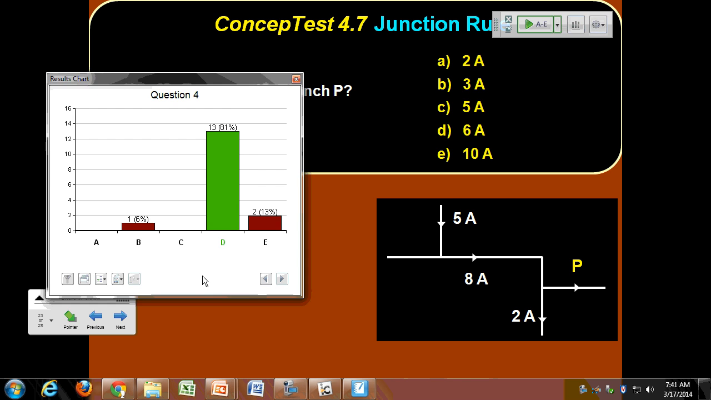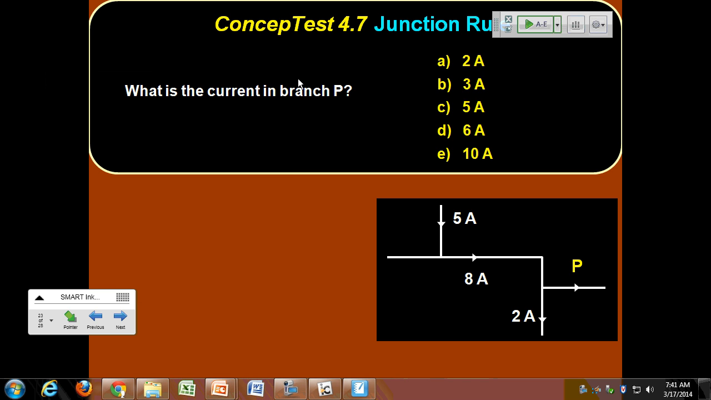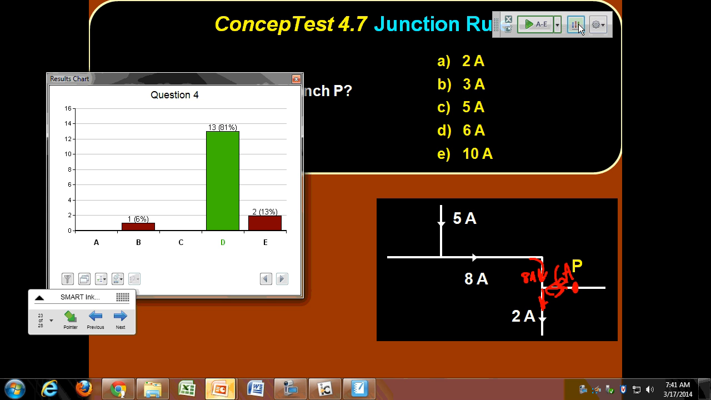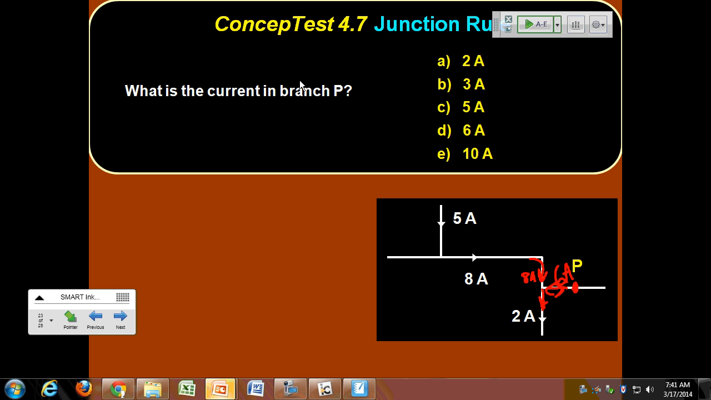Notice while the direction for the current in P is given, you don't need to know the direction because you know that that current has to be going in this direction. Because if I have 8 amps coming in here and 2 amps here, there can't be some incoming current. It has to be outgoing current, and it has to be 6 amps because 8 equals 6 plus 2. Did I mark that correct? Yeah. Follow? What rule is that? That's the junction rule, right?